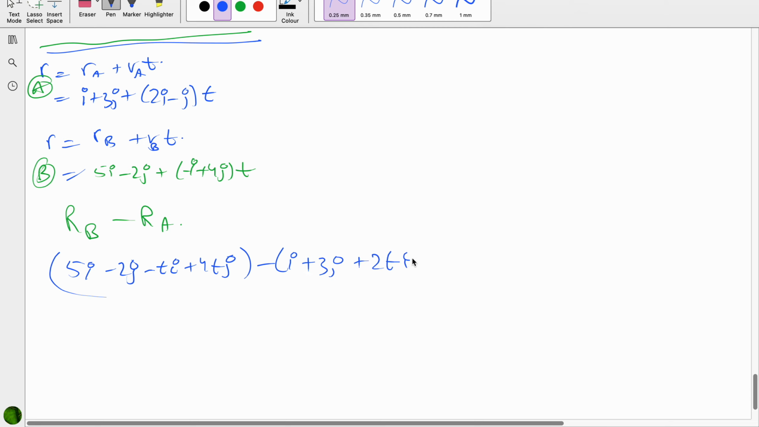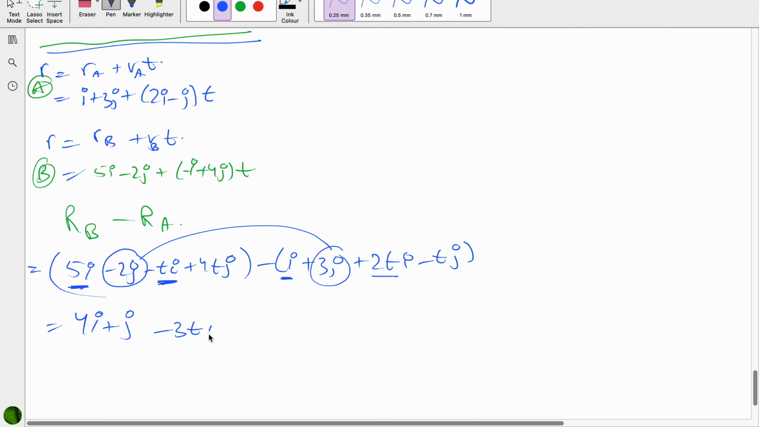That is B, and we subtract all of this, that is i plus 3j plus 2ti minus tj. So when we simplify, 5i minus i gives me 4i, then minus 2j minus 3j will give me minus 5j, and then I have minus ti minus 2ti will give me minus 3ti, and 4 minus minus, that is plus, gives me 5tj.